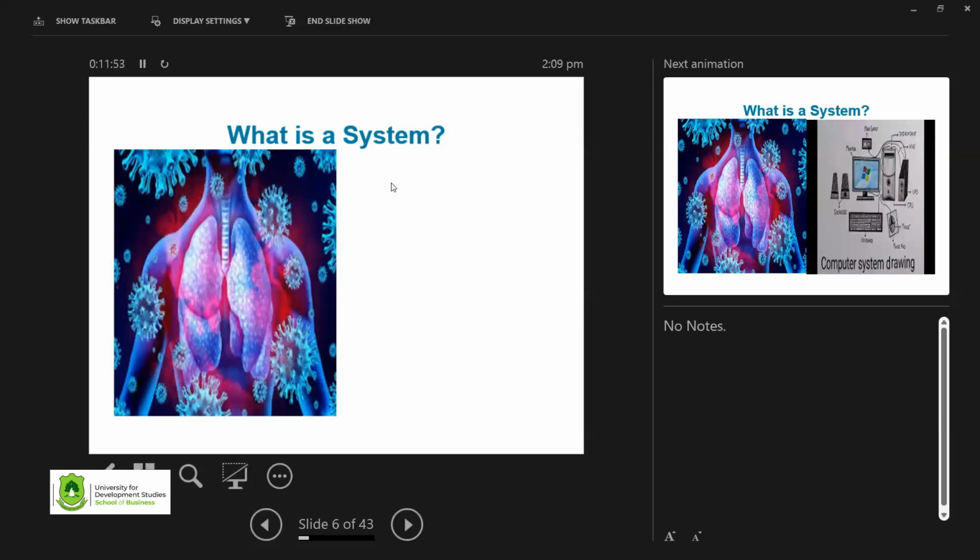So look at this. What kind of system is this? Respiratory, exactly. It's a respiratory system. Look at the components: lungs, trachea, and some others we don't know. There are some other components we don't know. But all of these components come together to form the respiratory what? System.